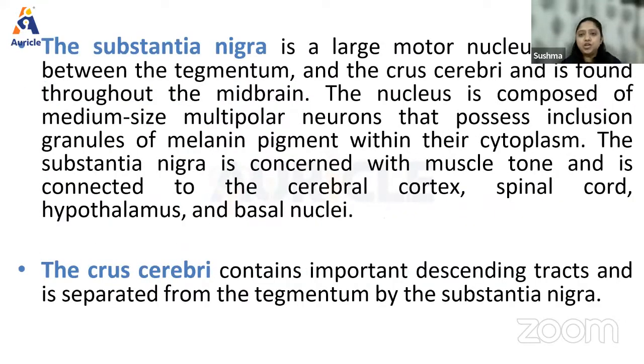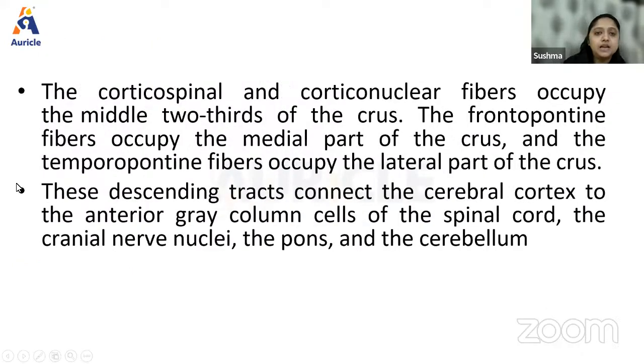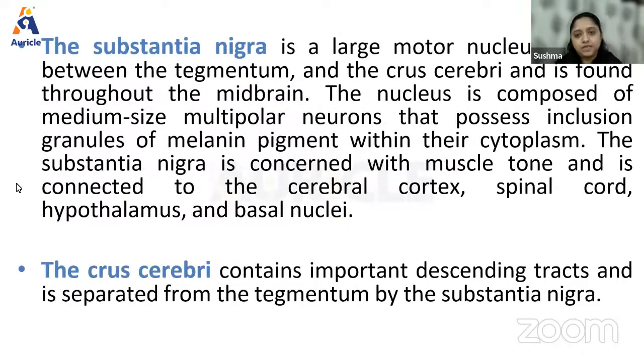Okay, substantia nigra is a very large motor nucleus which is a part of the basal ganglia, that is very important when it comes to muscle tone, and it's connected to cerebral cortex, spinal cord, hypothalamic, and basal nuclei.